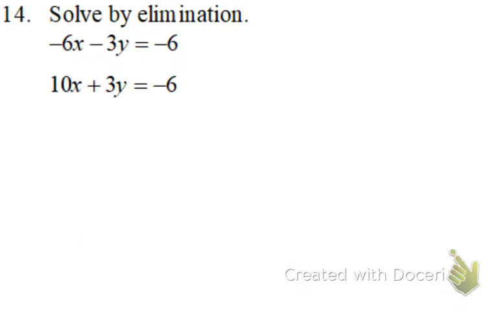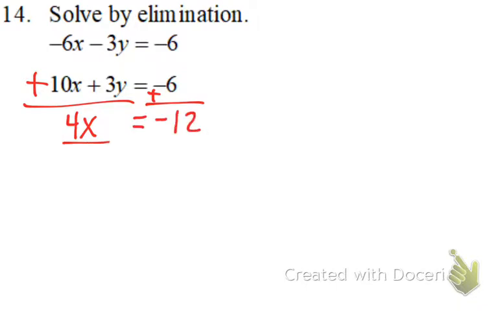You have opposite coefficients already, so you can add them just like they are, and your y's are eliminated. Negative 6x plus positive 10x is 4x. Again, y is added to 0. Negative 6 plus negative 6 is negative 12. Divide by 4.